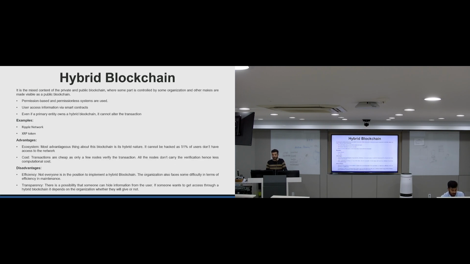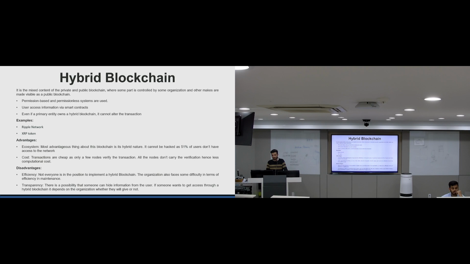Then we have hybrid blockchains. It is mixed content of the private and public blockchain, where some part is controlled by some organization and other parts are made visible to the public in the form of a public blockchain. Permission-based and permissionless systems are used in this blockchain. Users access information via smart contracts. Even if a primary entity owns a hybrid blockchain, it cannot alter the transaction. Examples are the Ripple network and XRP token.